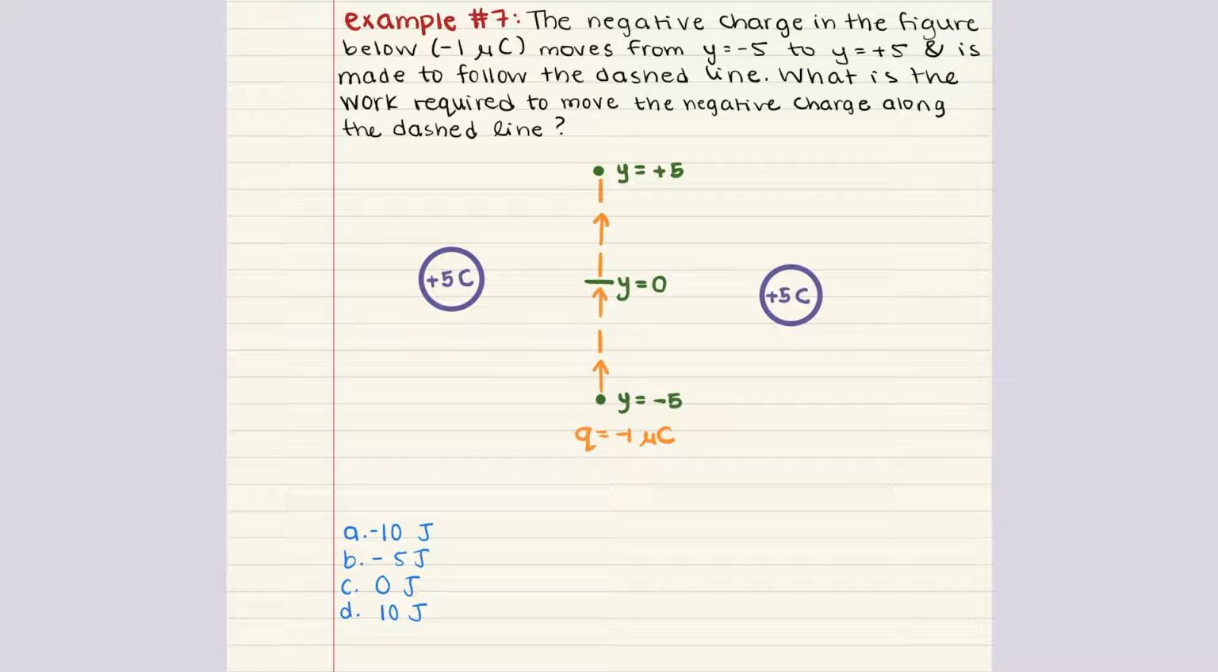Problem 7 says the negative charge in the figure below, minus 1 microcoulomb, moves from y equals negative 5 to y equals positive 5, and it's made to follow the dashed line. What is the work required to move the negative charge along the dashed line?